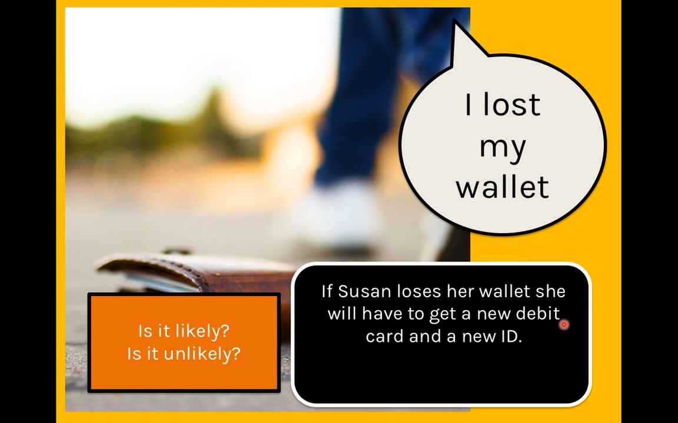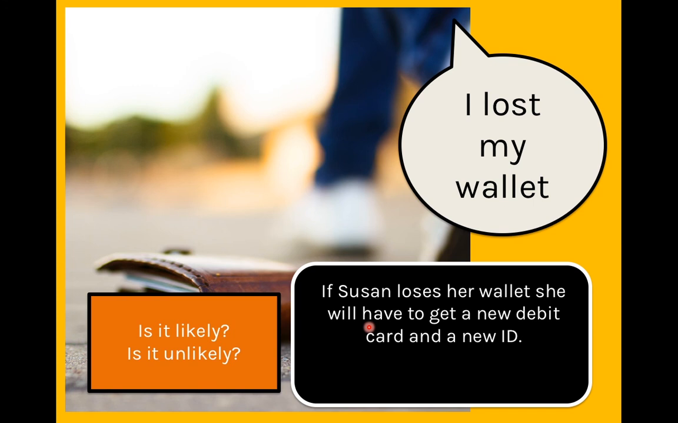If Susan, let's use the example of a woman, Susan. If Susan loses her wallet, she will have to get a new debit card and a new ID. This is very likely to happen, and that's why we use the condition in simple present and the result with will and the verb in infinitive. If Susan loses her wallet, she will have to get a new debit card and a new ID.